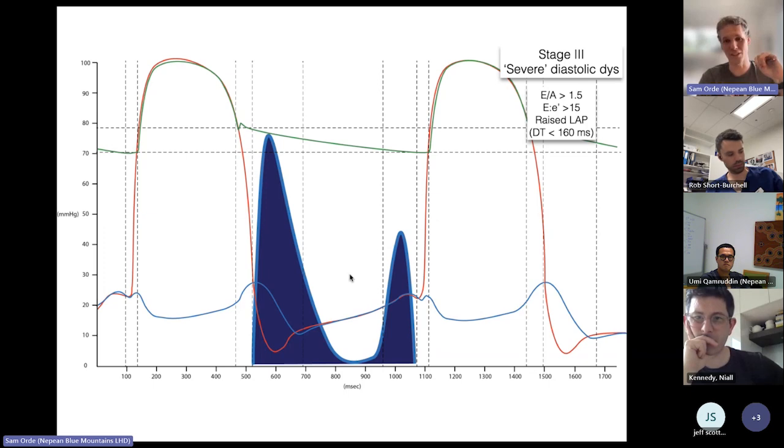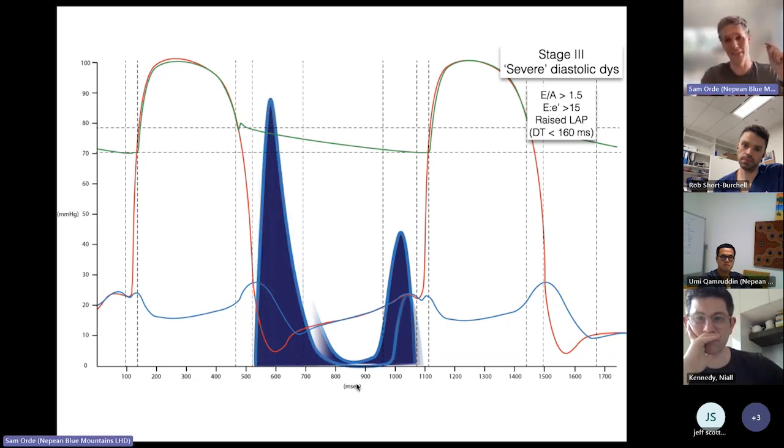We can start to see an E to E prime maybe greater than 10, greater than 15, and we start to get that decel slope that starts to reduce again. And that is absolutely going to change as we start to get worse and worse with raising left atrial pressures, so with more fluid going on board or worsening LV relaxation.